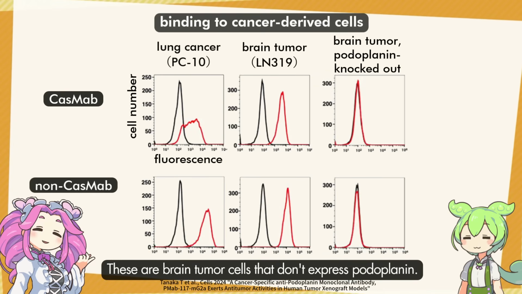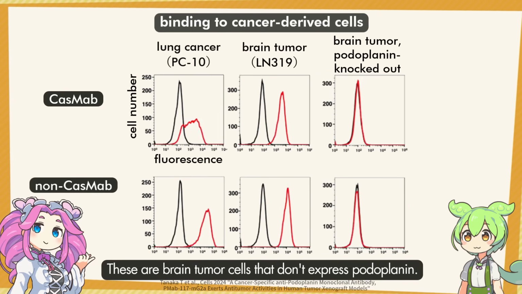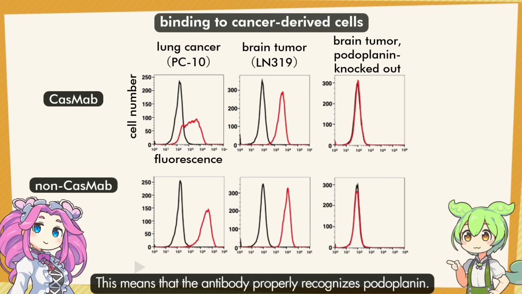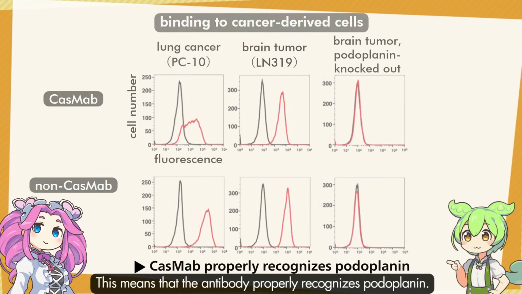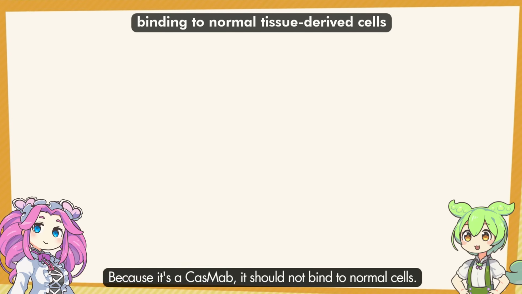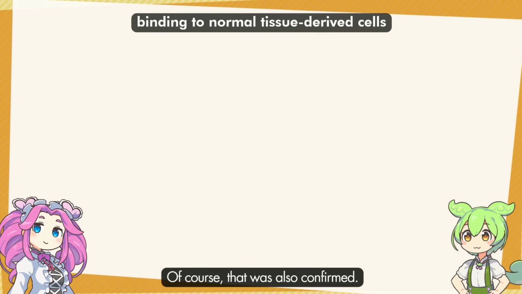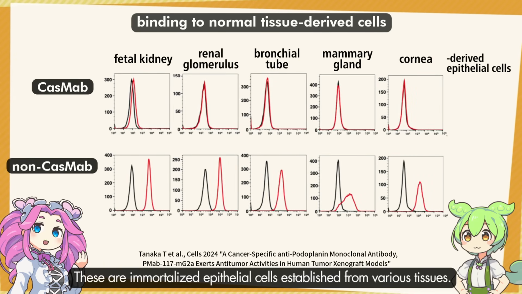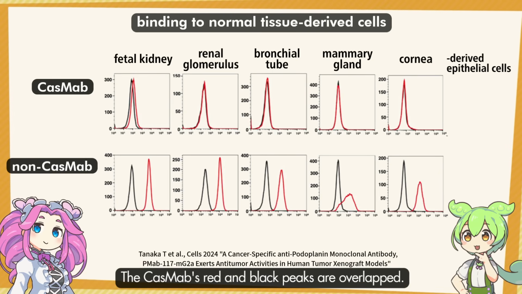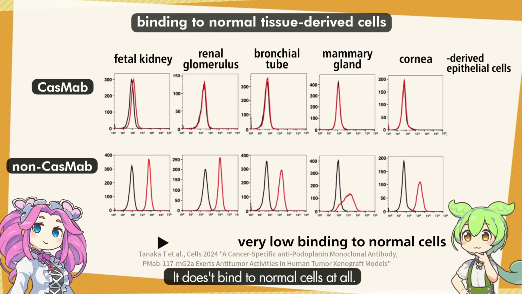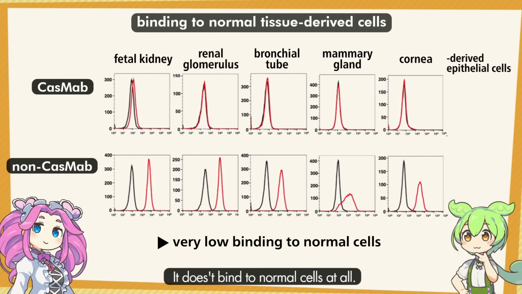These are brain tumor cells that don't express podoplanin. No binding at all. This means that the antibody properly recognizes podoplanin. Because it's a CasMab, it should not bind to normal cells. Of course, that was also confirmed. These are immortalized epithelial cells, established from various tissues. The CasMab's red and black peaks are overlapped. It doesn't bind to normal cells at all.